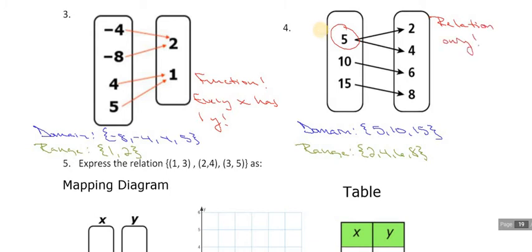Oops. Pen is starting to wear out, it seems. So it's a relation only. X value 5 has 2 y values.